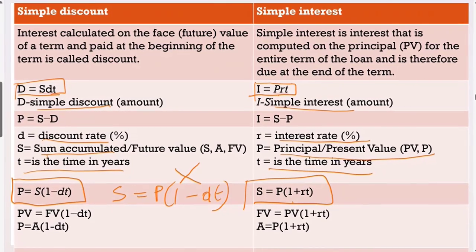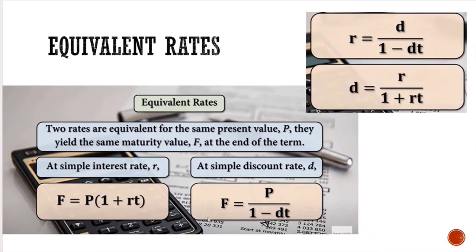There's also another thing that you need to be aware of. A simple interest and a discount operate the same way. One is positive and one is negative. You can get an equivalent rate. If you are quoted a simple interest or a discount, you need to be aware of this.